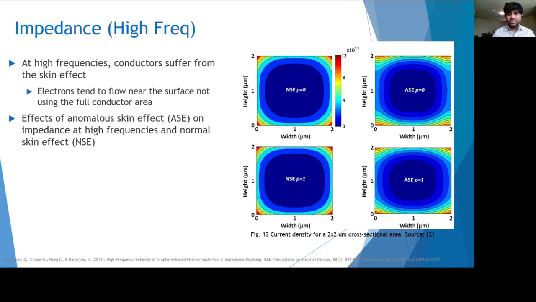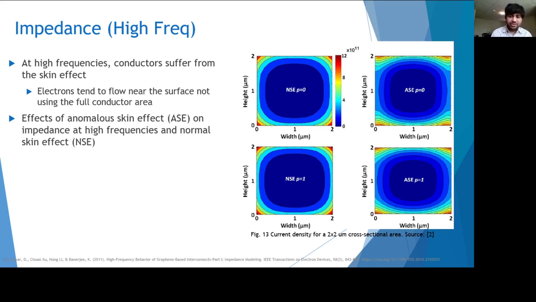With the normal skin effect, NSE, for both p equals 0 and p equals 1, you can see that the outermost layer is very dark red, and it ends up getting used. But graphene suffers from what's called ASE, the anomalous skin effect. For both p equals 0 and p equals 1, you can see that it doesn't even use the full outer surface area. It uses the top. For p equals 1, it uses the very top of the conductor as well as the very bottom of the conductor. The sides are not even being used that much.